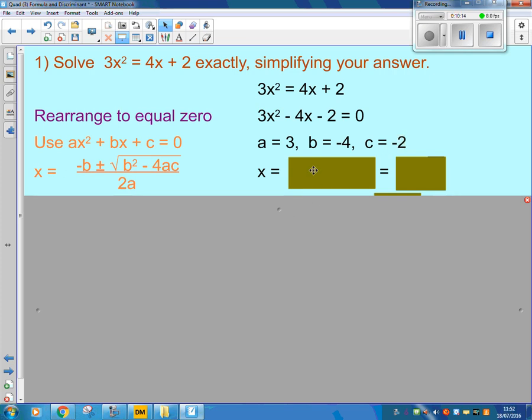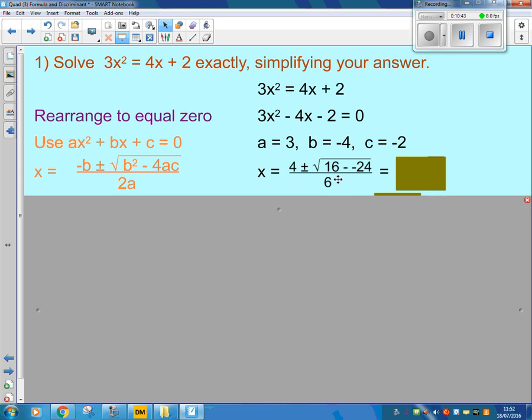Put them in here, and you get x equals minus b, minus minus 4, 4, plus or minus square root of b squared. Well, minus 4 times minus 4 is plus 16. Leave a minus sign in there. And now for 4ac, 4 times 3 times minus 2. 4 times 3, 12 times minus 2 is minus 24. So you get 16 minus 24. 2a, 2 times 3, 6.